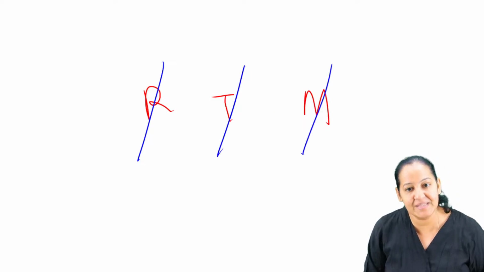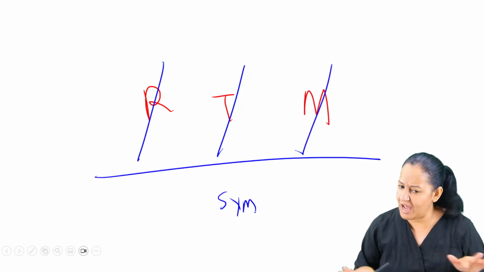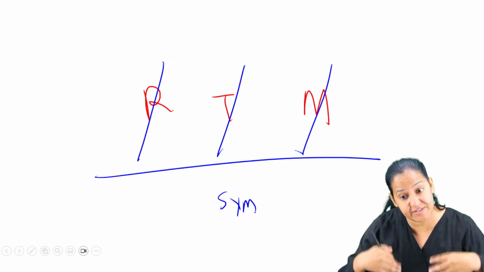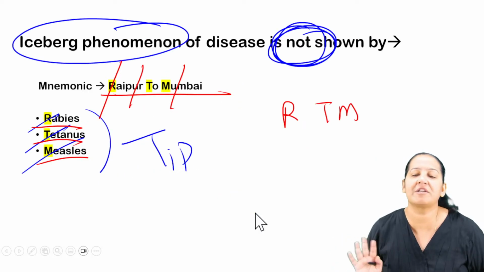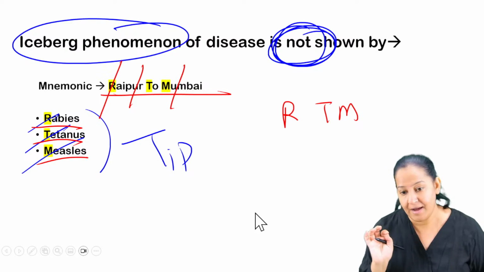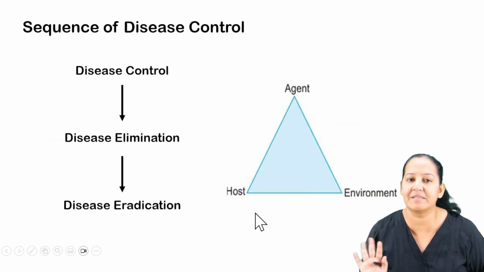Rabies, tetanus, measles. These three diseases have only symptomatic cases. They don't have asymptomatic cases, dormant cases, or carriers. They have only the tip, they don't have a submerged portion. So iceberg phenomenon is not applicable on them. Apart from them, for all the infectious diseases, the iceberg phenomenon holds good.